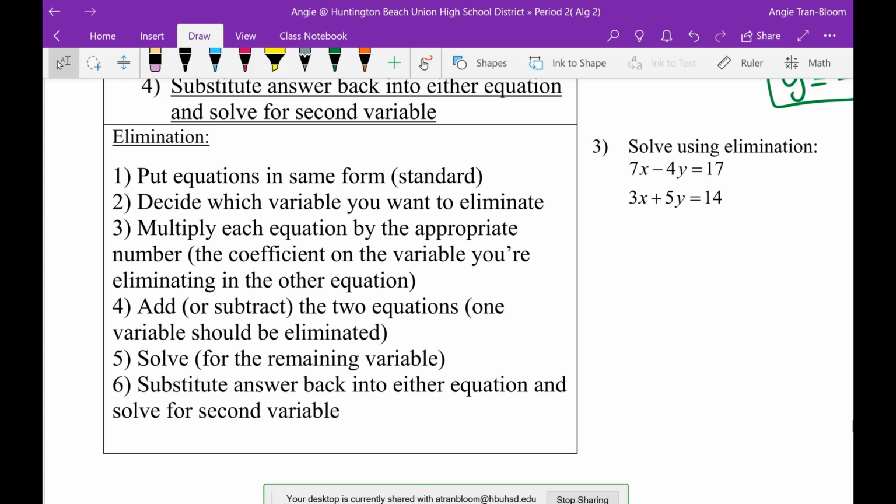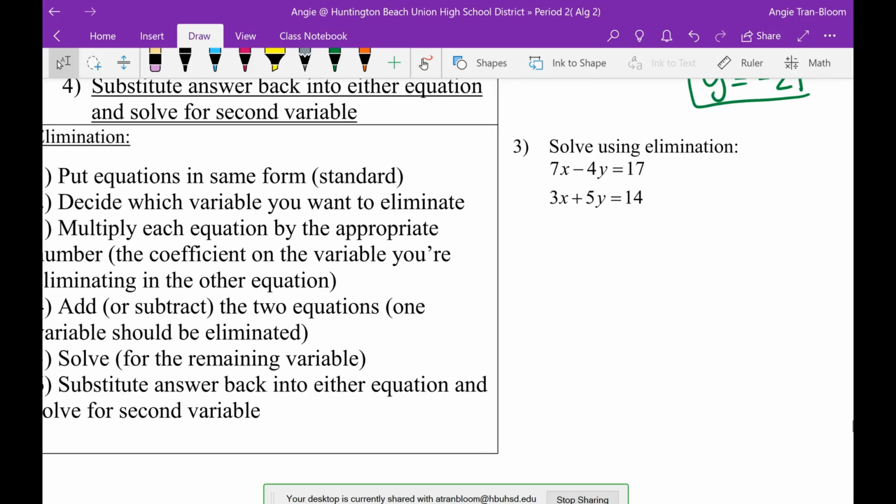Okay. So, since they are already in standard form, we are just going to multiply right away because Grace already decided to get rid of the Y. We will multiply the top by what? 5. And multiply the bottom by what? 4. Okay, let's distribute. Here we go.